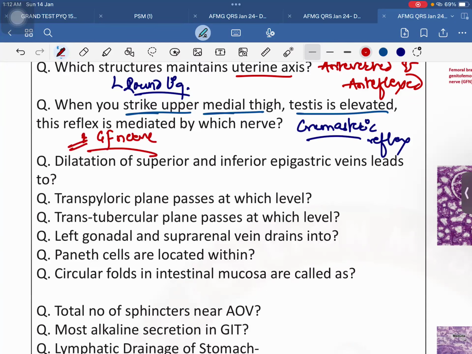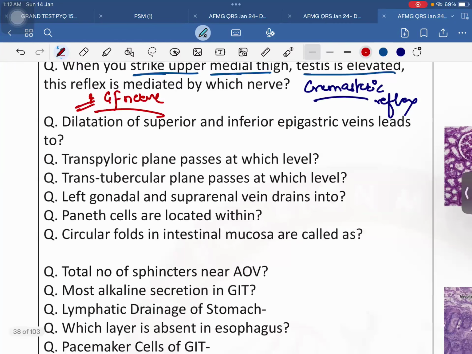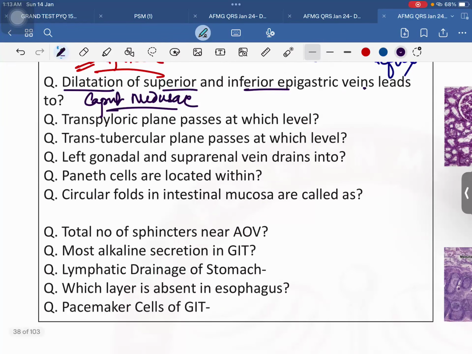Please remember that. Next, dilatation of the superior and the inferior epigastric vein leads to what? So when there is a lot of pressure inside the superior and inferior epigastric veins and they undergo dilatation, beta, they are going to form the classical caput medusae. So in a patient of portal hypertension, beta, whenever the pressure inside these veins increases, the patient will form the caput medusae, beta, dilated tortuous veins around the umbilicus.